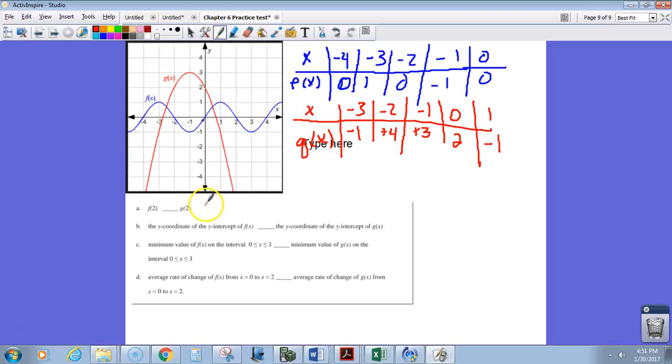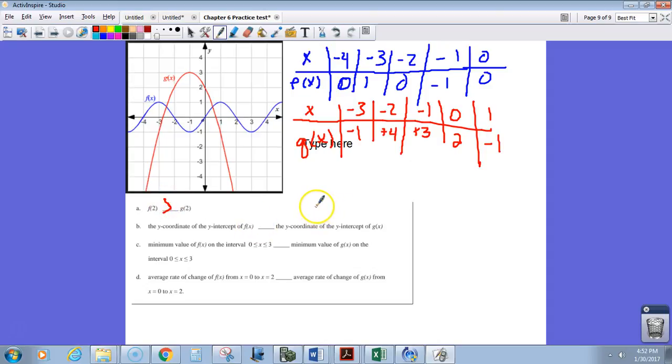So is f of 2 greater than g of 2? Oh, I didn't find f of 2. f of 2 is 0. The blue line at 2 is 0. The red line at 2, well, I don't know what it is, but it's very much smaller than 0, right? So f of 2 is very much greater than g of 2; the blue line is very much greater than the red line at 2.